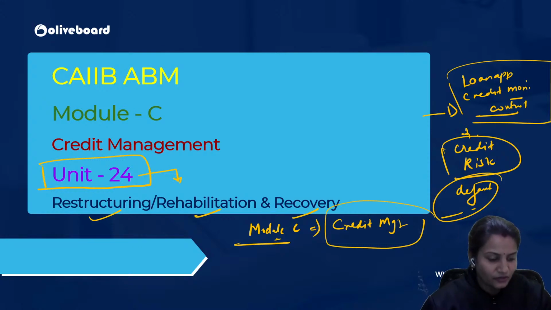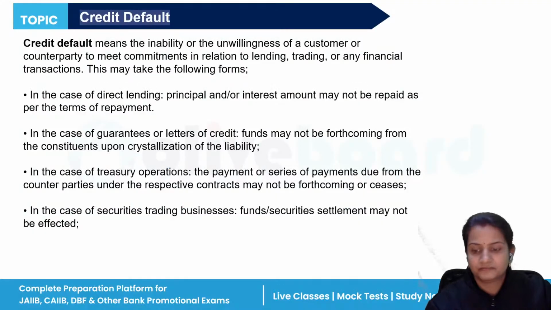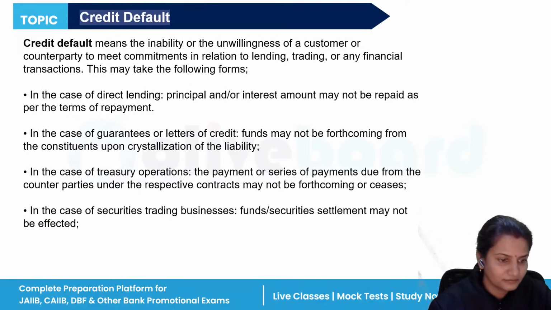So in this particular unit we will learn what credit default is, how to combat NPA, non performing assets, what stressed assets are, the RBI guidelines on restructuring of loans and advances, and non cooperative borrowers. So all these things we are going to cover in this unit. I hope everything is fine, everything is good. Now let's start the topic.